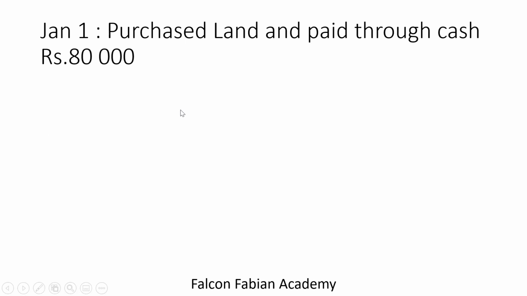Now, let's take a transaction and record it into the journal. So the date is January 1 and the transaction is purchased land and paid through cash rupees 80,000. Now, if you remember the steps, the first step was to read the transaction and the next step was to identify the two accounts involved. So here the business is buying land and it is paying cash to buy this land. So the two accounts involved are land and cash. So purchased land and paid through cash, and the two accounts in this transaction are land and cash.